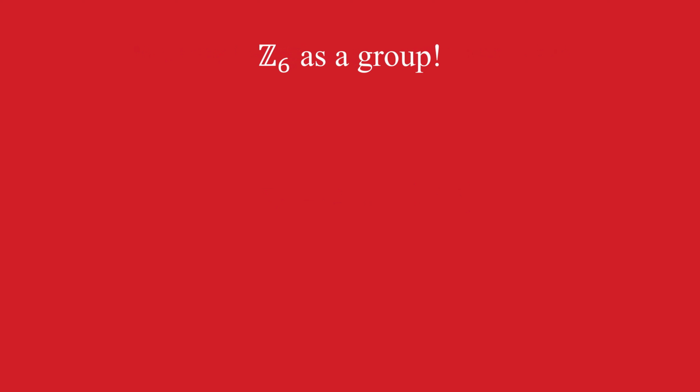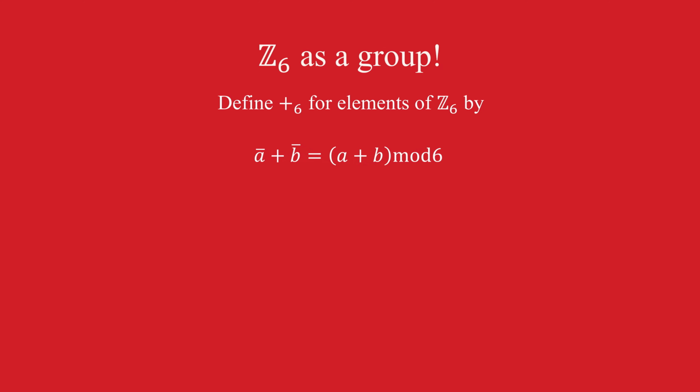We will try to show that Z6 is a group. Before that, we need to define a binary operation on Z6. That is denoted by plus 6. It is given by A bar plus B bar is equal to A plus B modulo 6.